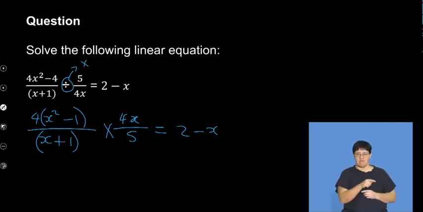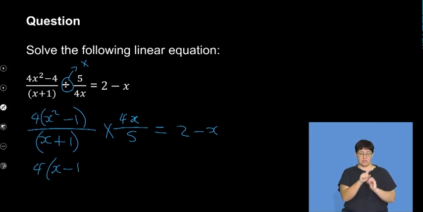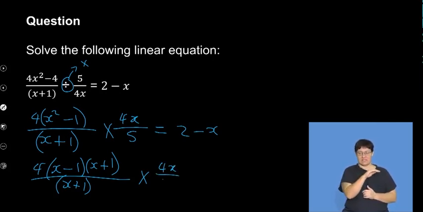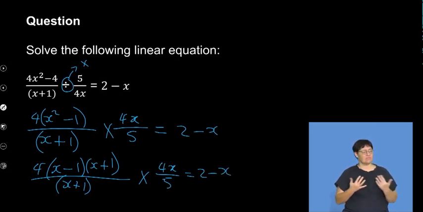On the numerator there, I can factorize that. So this will be 4 into x minus 1 into x plus 1, all divided by x plus 1. I'm sure right now you are smiling there at home and thinking, hey, now I can see the light and I can see where we are going with this. So this will be 4x divided by 5 equals 2 minus x. Now, I should just make a disclaimer that you will see that this is going to end up being a quadratic equation, right? Which we will look at at a later stage and use the factorization rules.